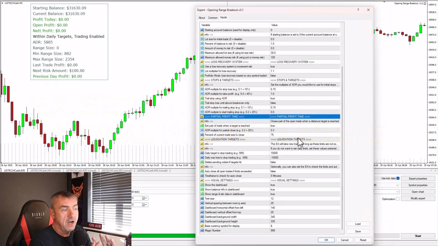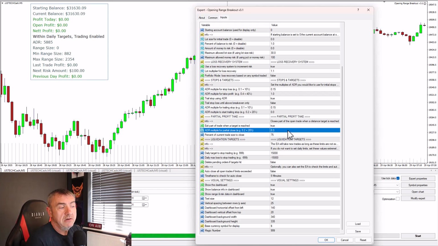Partial take profits are where we have those lines on the chart. And what the EA will do is when we get a close of a candle above or below those partial profit take lines, it will take off part of your order. Very straightforward.